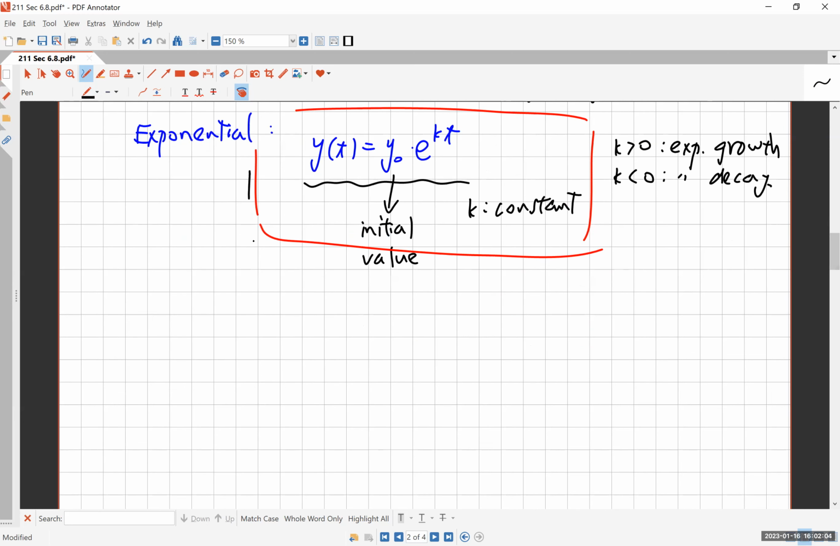This is a very important thing which can be applied, as I said, to many, many things. The consumer price index seems to grow exponentially.